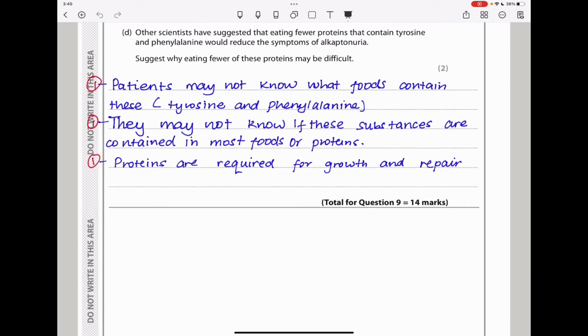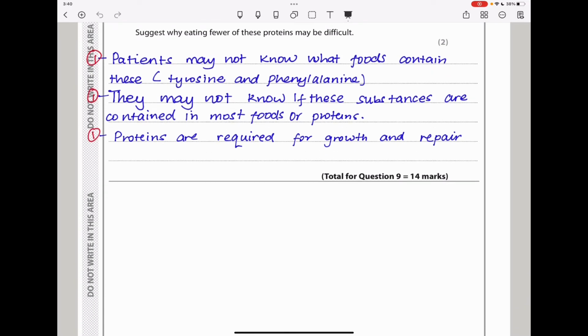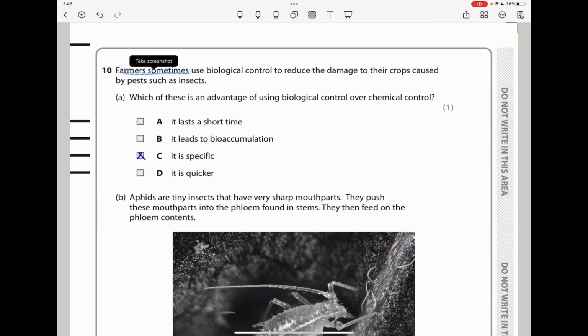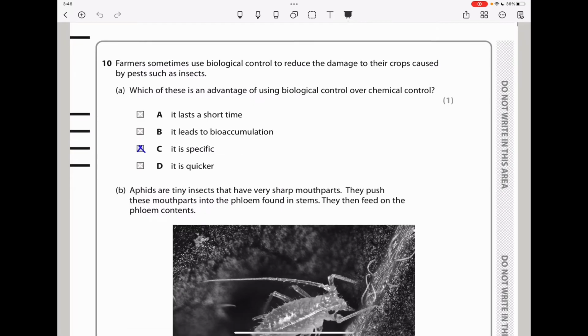This brings us to the end of question 9. Let's continue to question 10. Question 10, farmers sometimes use biological control to reduce the damage of their crops caused by pests such as insects. Which of these is an advantage of using biological control over chemical control? Biological control is specific. It only targets specific pests, so it's going to be advantageous in that way.